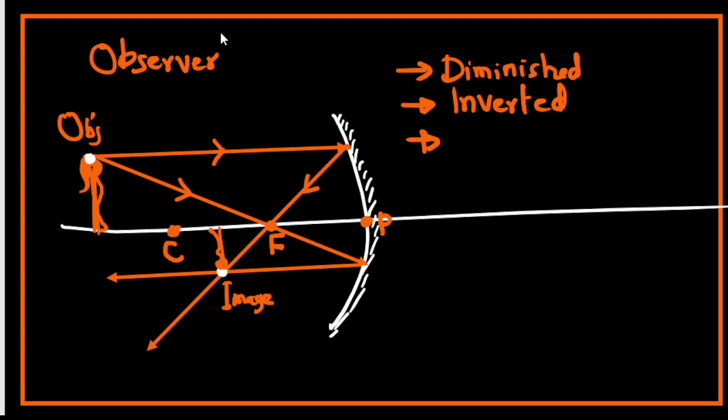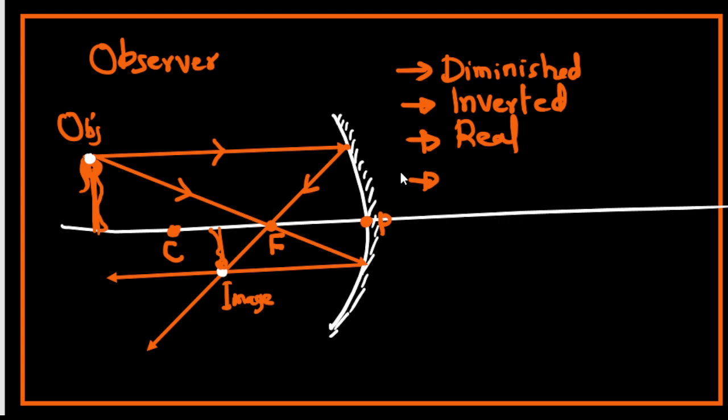Yes, sir. Good. Whenever the image is formed at the side of the observer, it is real. Do you understand the logic? Yes, sir. Fantastic. So the image is what? Real. Okay. Now let's talk about the positioning.